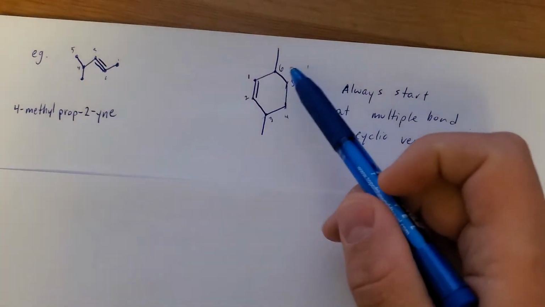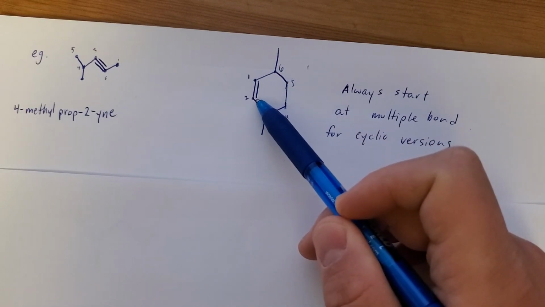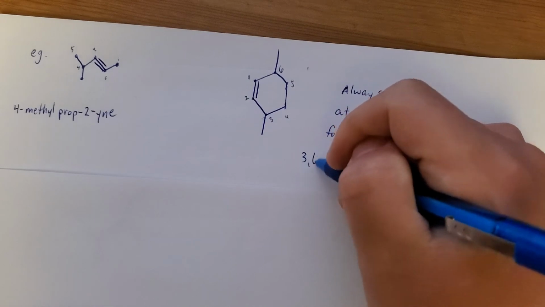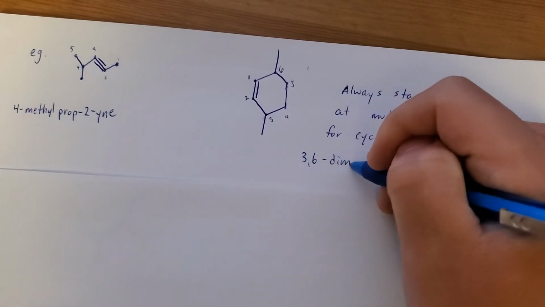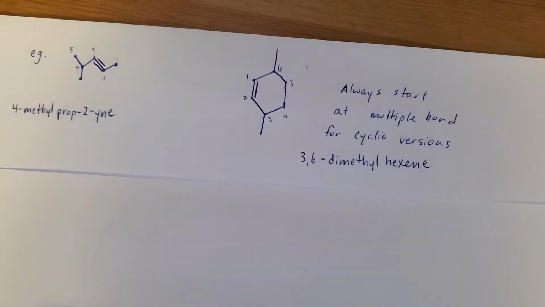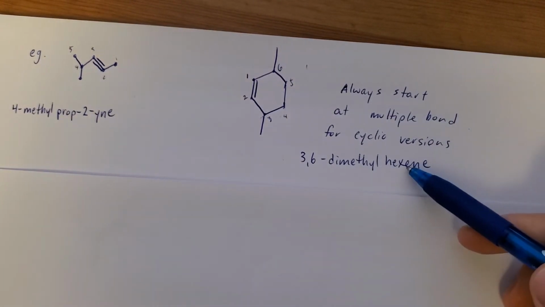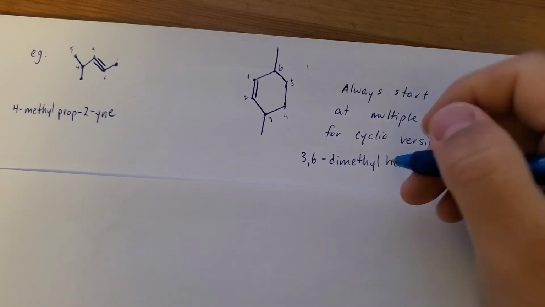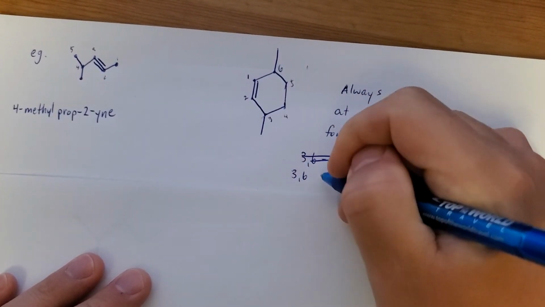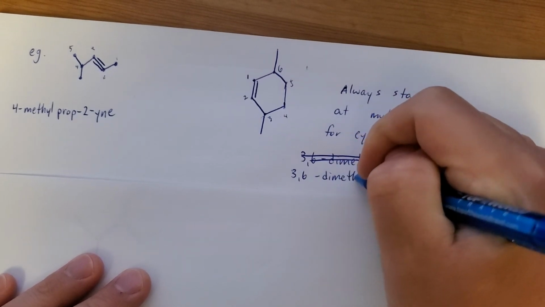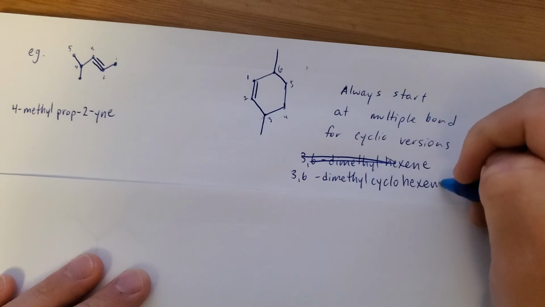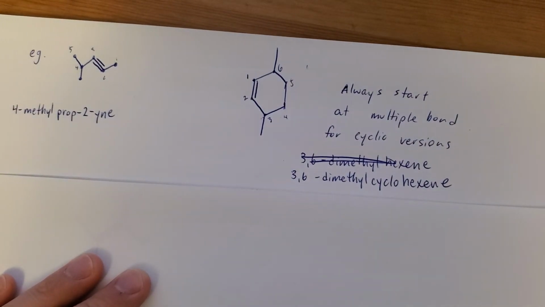So this is cyclohexene, and it looks like it has methyls at 3 and 6. So this would be 3,6-dimethyl-hexene. Again, you never have to put the number for a cyclic version. Oops, I forgot that it was cyclic. That's not correct. This is 3,6-dimethylcyclohexene. Cool.